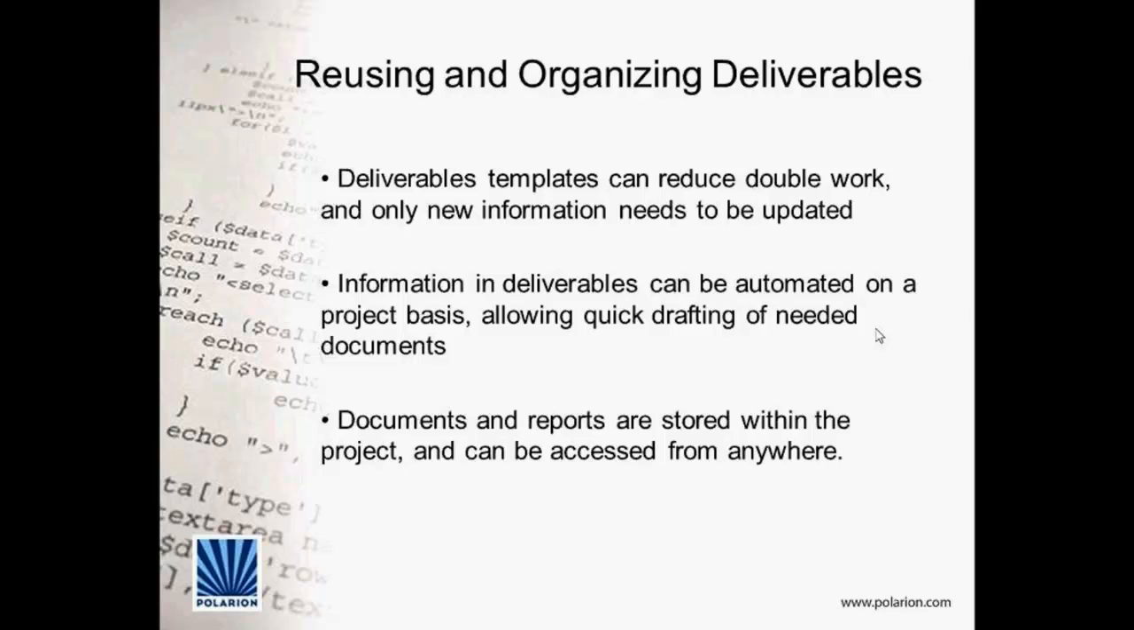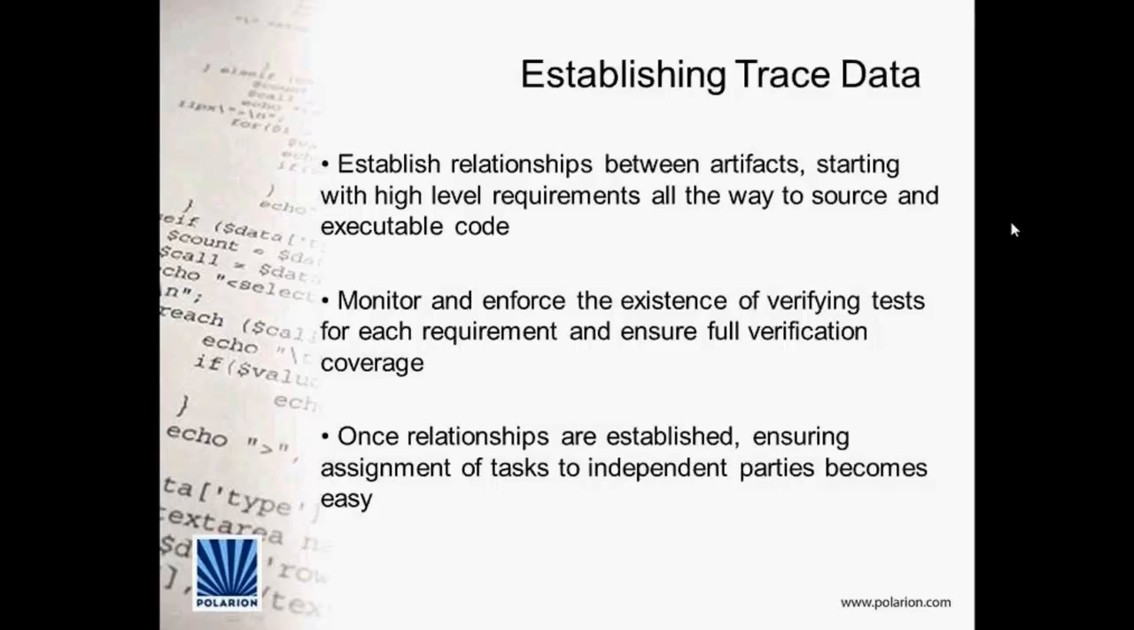Within Polarian, not only are the documents stored within the project, but the actual project artifacts, your requirements and test cases, are all stored in one place and related to one another, so that people, no matter where they are in the world or what teams they are on, can access the same information at the same time, again, on a very project-oriented basis. Going on with that, beyond just the creation of the documents, is actually establishing the trace data between our artifacts, making sure that all the way from high-level requirements down to your lower-level requirements and design specifications, down to test cases, defects, and even down to your actual source and executable code, these relations have been created and that there are strict rules governing what needs to be there.